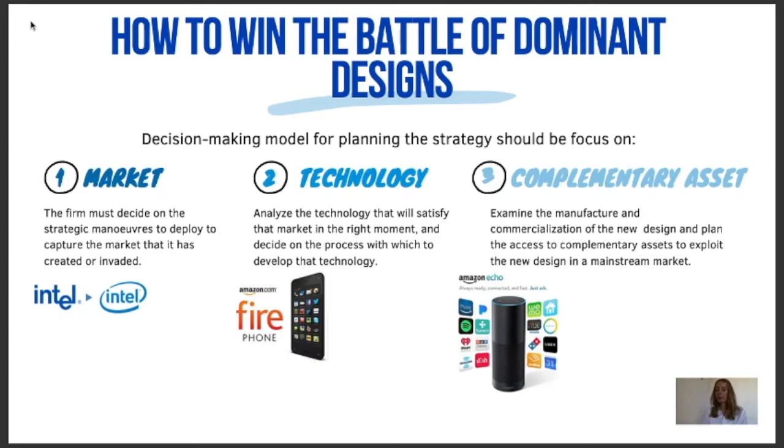First, we have the market. There the firm must decide on the strategic tactics to deploy to capture the created or invaded market. Here we have the example of Intel, which decided to stop making memories and focused exclusively on microprocessors. The second step is to analyze the technology that will satisfy the market and to decide on the process with which to develop the technology. So is the design made public or private? Is it open or closed? Here we have the example of the phone of Amazon.